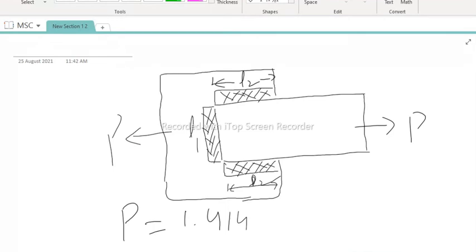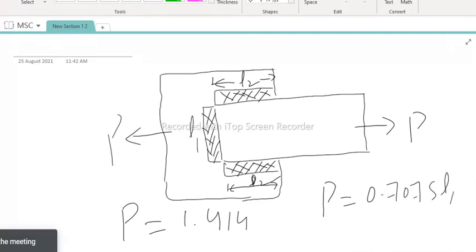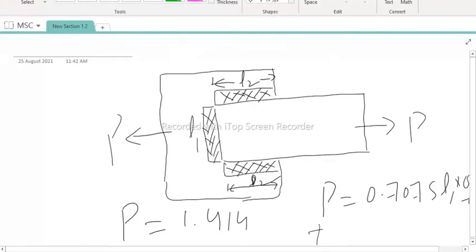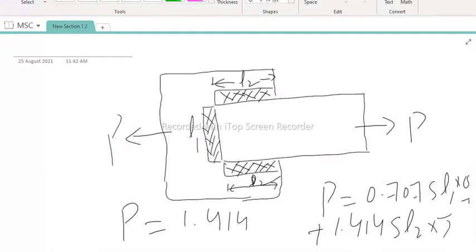Simple. First we say 0.707 H L1 into sigma T, this is the transverse part, plus 1.414 H into L into tau. Right? This way you can find the strength of this welded joint.